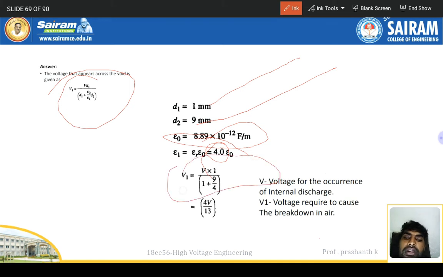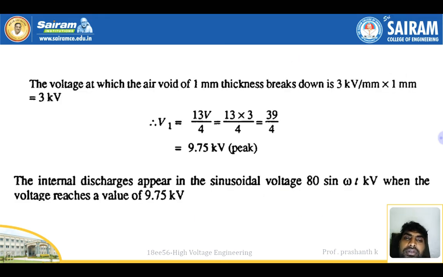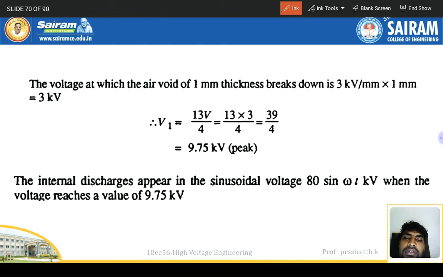V1 is equal to V into D1 divided by 1 plus 9 by 4, so 4V by 13. V is the voltage for the occurrence of internal discharge, and V1 is the voltage required to cause a breakdown in air. So the voltage at which the air void of 1 millimeter thickness breaks down is 3 kilovolts per millimeter, and 1 millimeter is equal to 3 kilovolts. So V1 is equal to 13 by 4, 13 into 3 divided by 4 is equal to 39 by 4, 9.75 kilovolts peak.